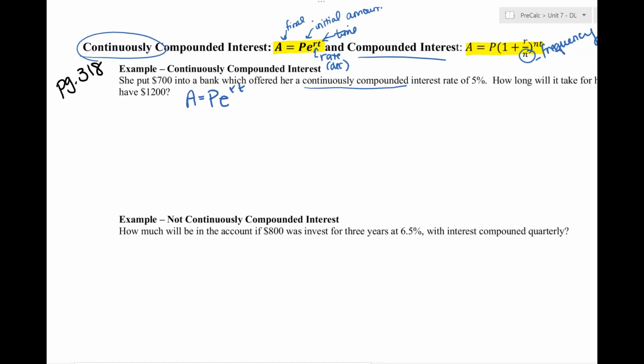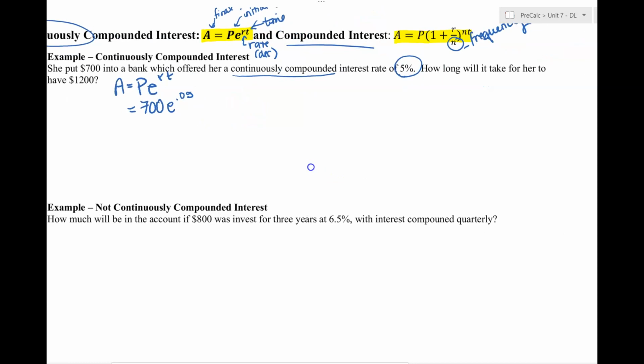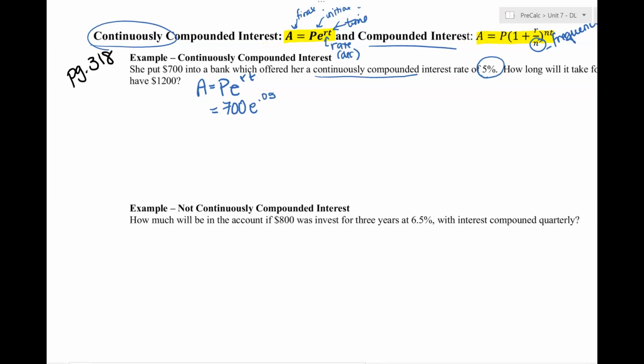So back to our example. She, whoever she might be, is investing $700. Good for her. Times e at a rate of 5%, so that's 0.05. How long will it take for her to have 1,200? So that's the final amount. How long is what we're looking for. That is your time, and it's always in years unless otherwise specified.